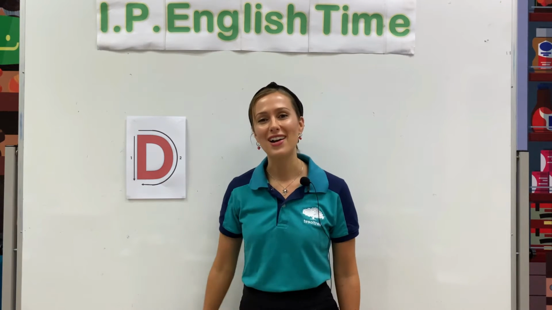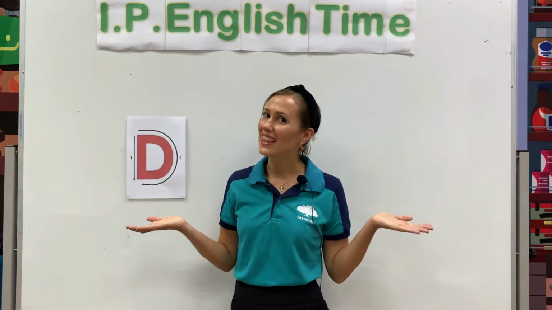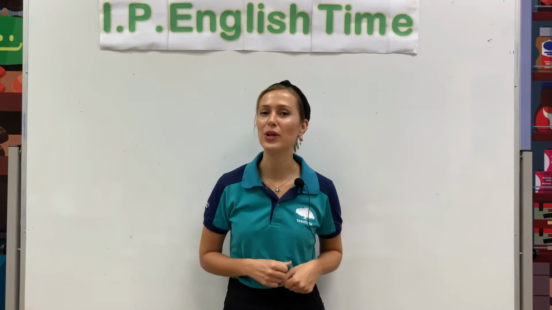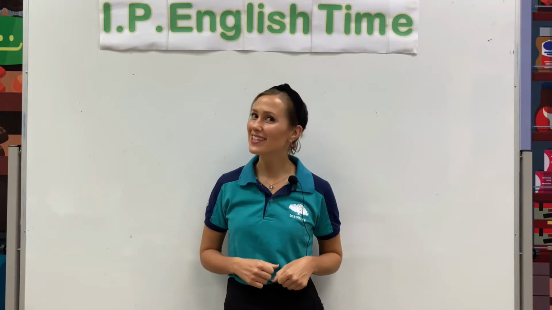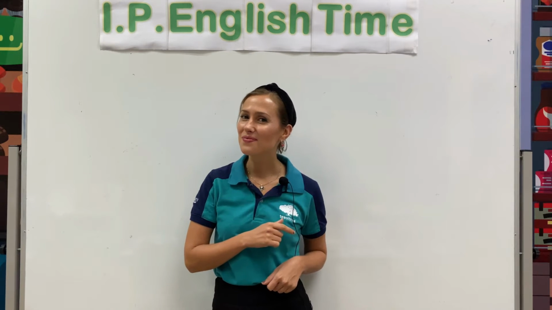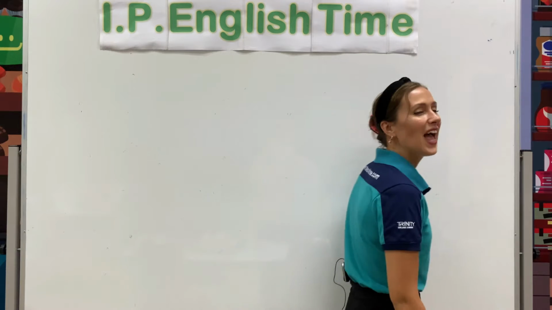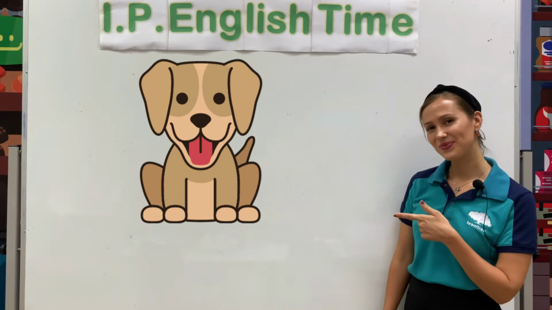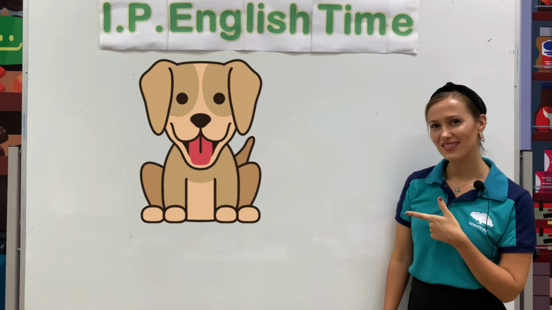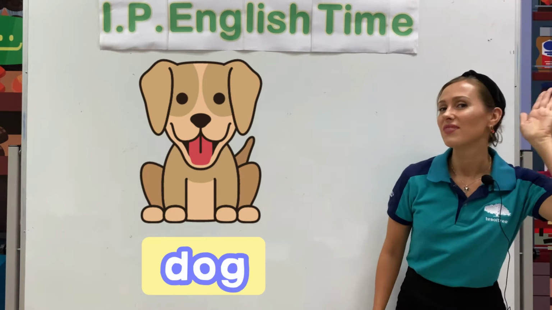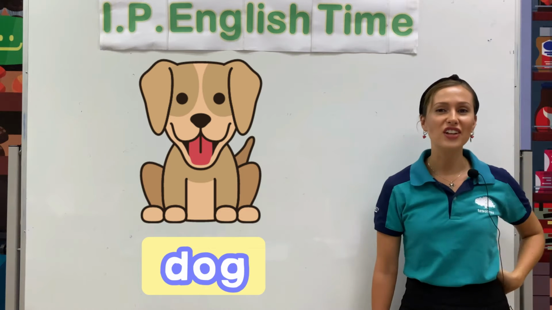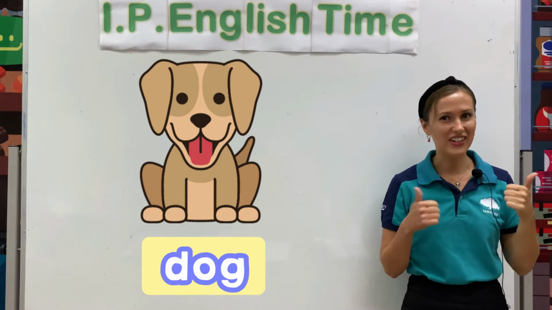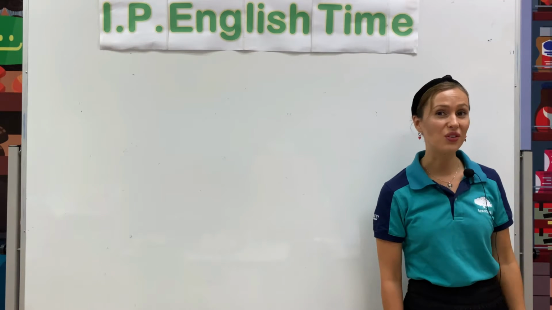Do you remember our letter D words? Letter D is for? Let's start with some vocabulary words. Do you know some letter D words? Let's have a look. Letter D. Letter D is for? Dog. Very good. And letter D is also for?